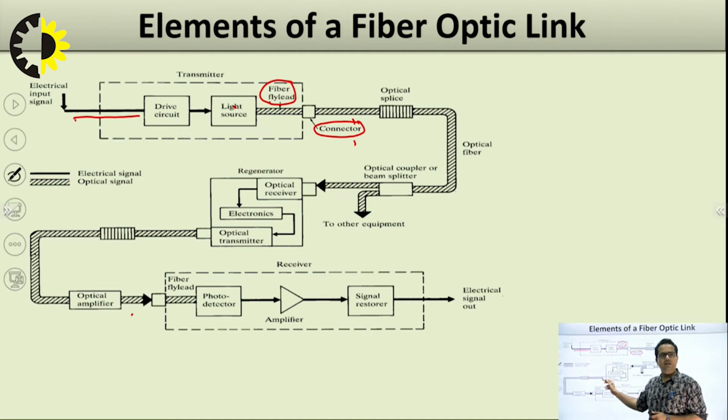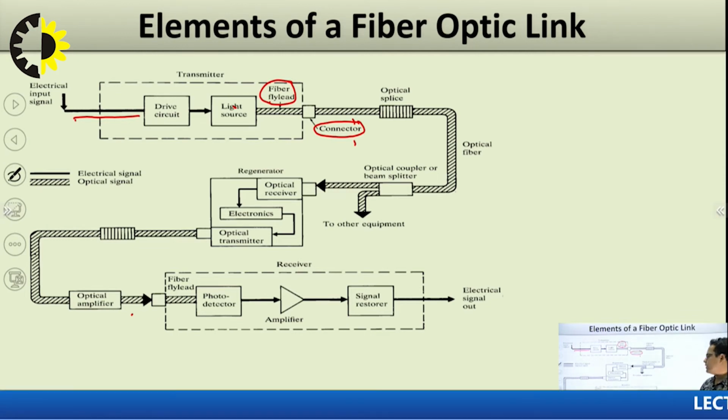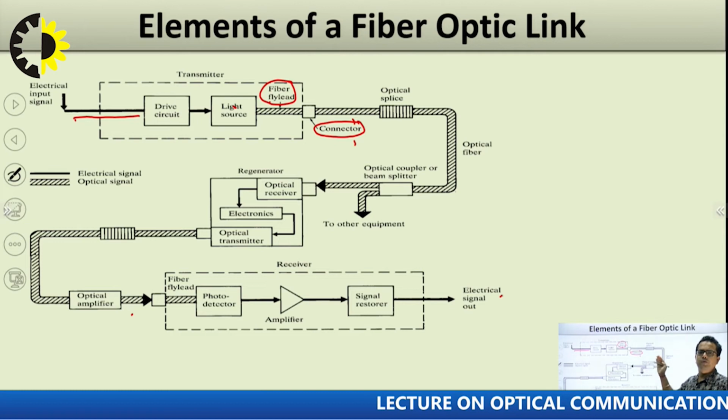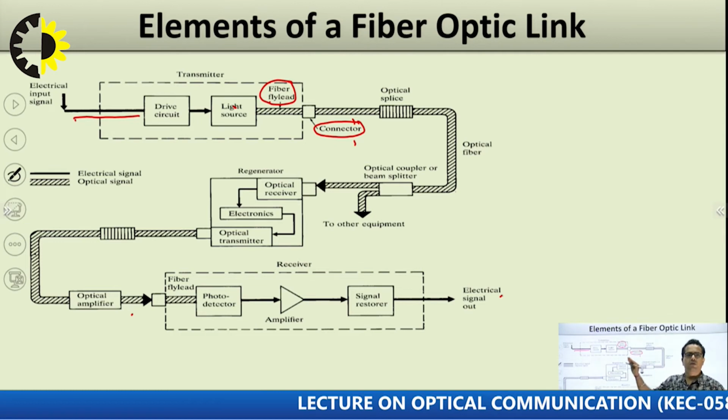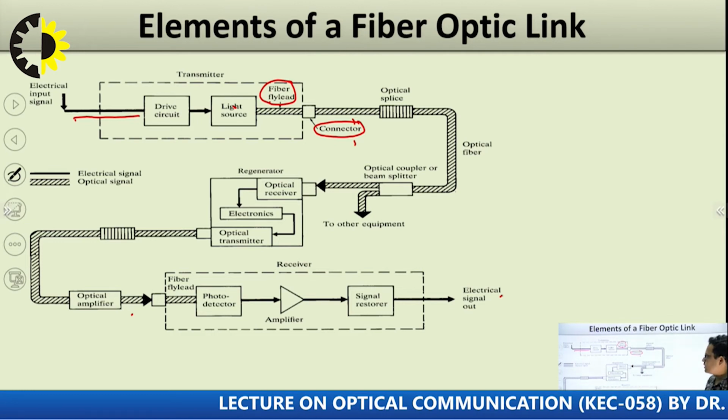Now this information, once regenerated to its original level, can be transmitted again through the fiber optic link, and at the destination there will be a receiver that will convert the optical energy back to its electrical form, and that information can be received at the destination end. So these are all the elements that can be used to establish a fiber optic link.